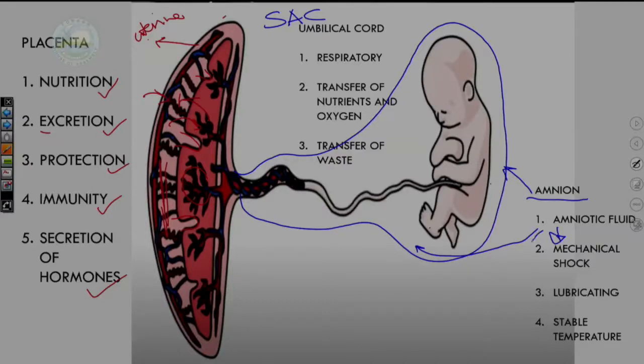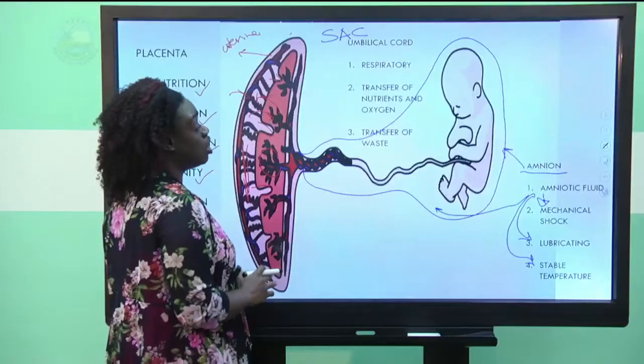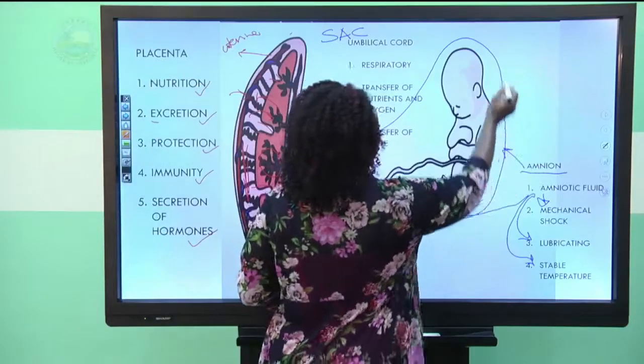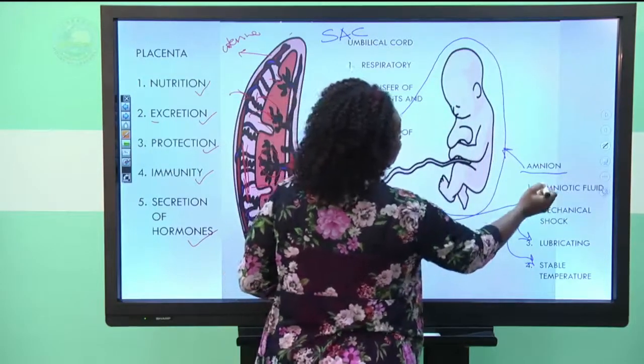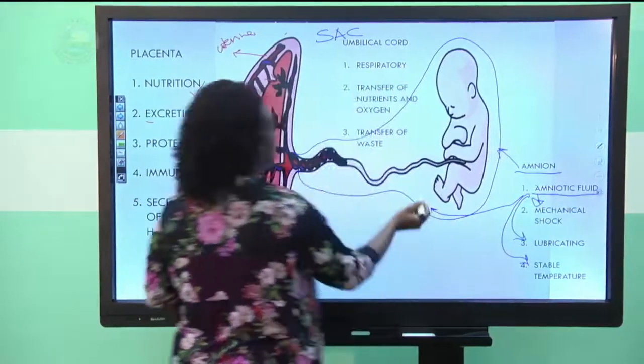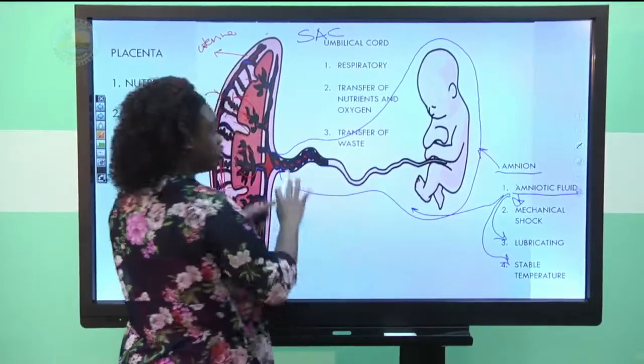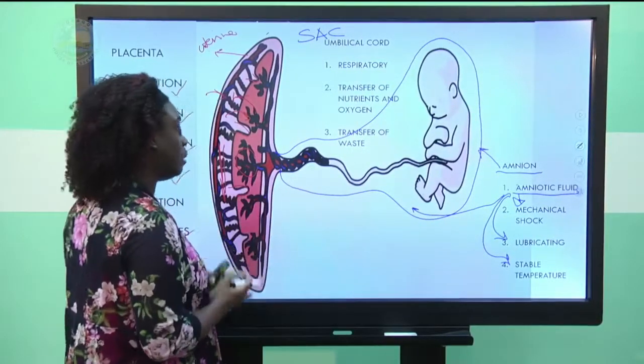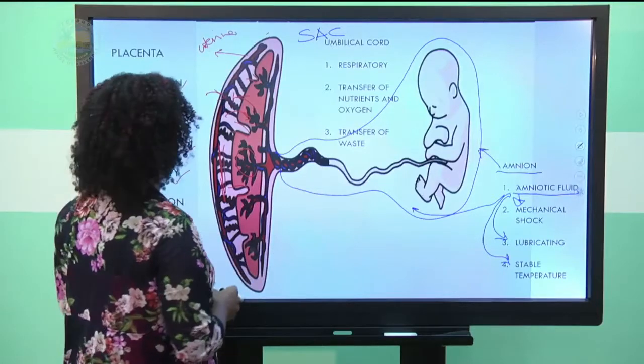It has a lubricating function. It keeps the fetus from drying out while still inside the mother's belly or the mother's uterus. And finally, it provides a nice stable temperature for effective development of that fetus. So the amnion or the amniotic sac is that sac that surrounds the baby, and the amniotic fluid is that liquid that surrounds and cushions the baby throughout the duration of the pregnancy.